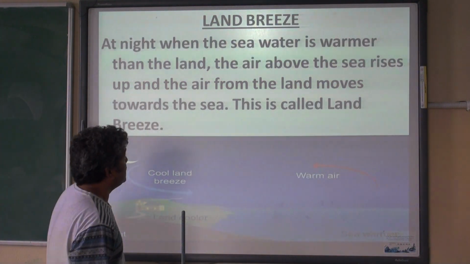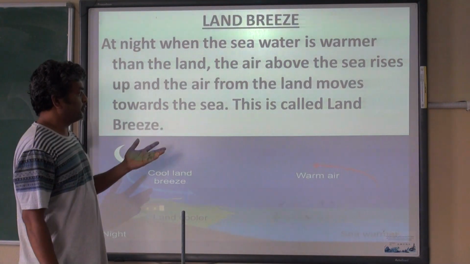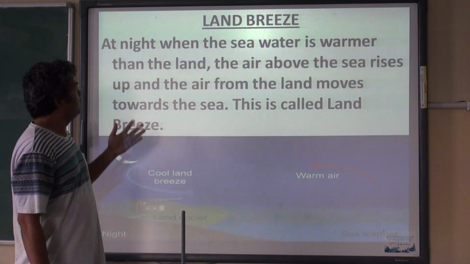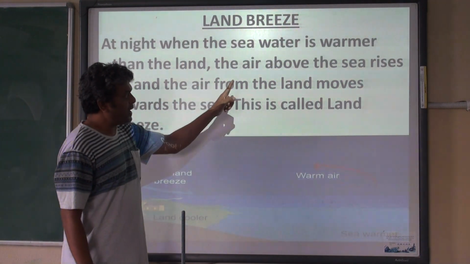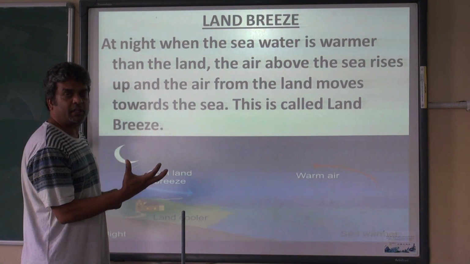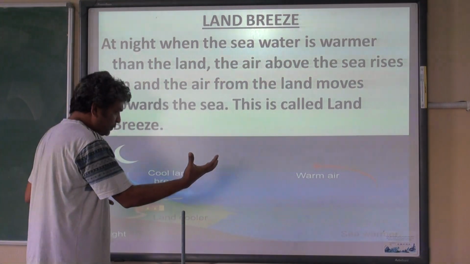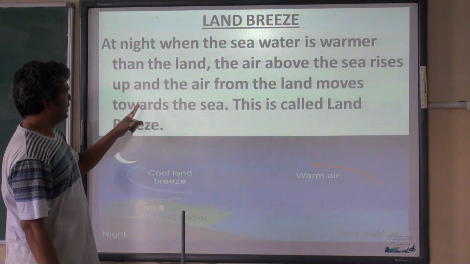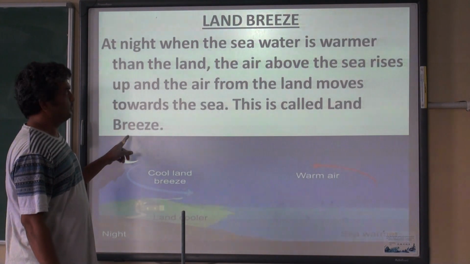Let us go to land breeze at night. So sea breeze takes place during day. Land breeze takes place at night, because at night, the sea is warmer than the land, the air above the sea rises. Okay? Why? Because it takes a longer time to cool. So the air rises, and then that is the time the breeze from the land takes the place towards the sea. Okay? It occupies that space towards the sea. This is called land breeze.